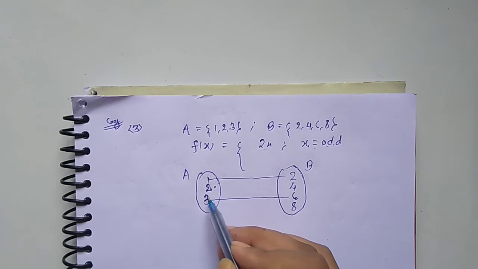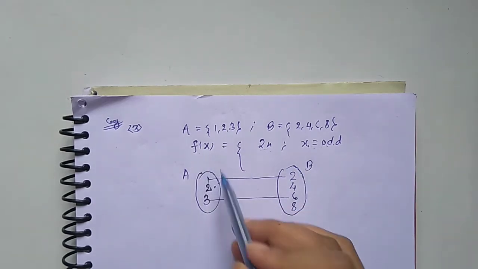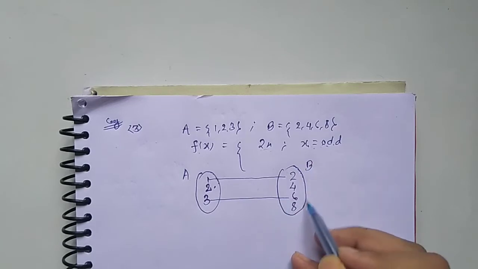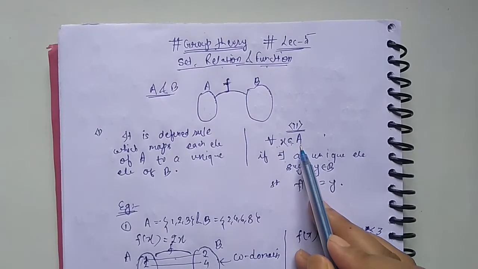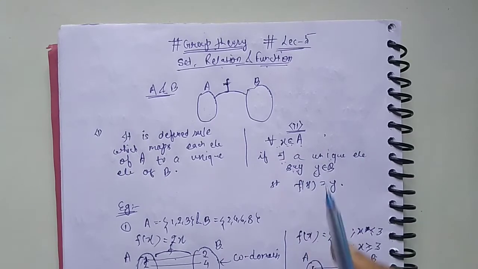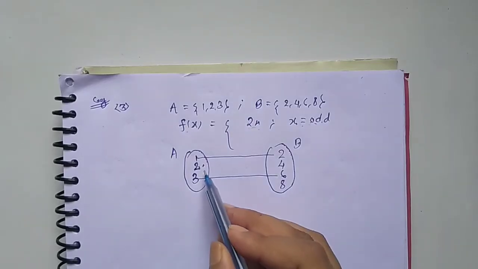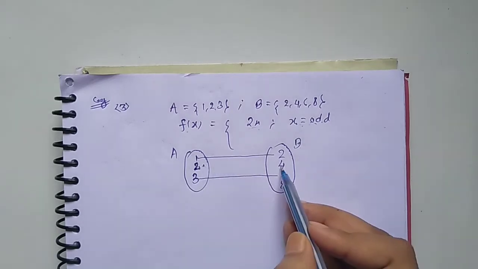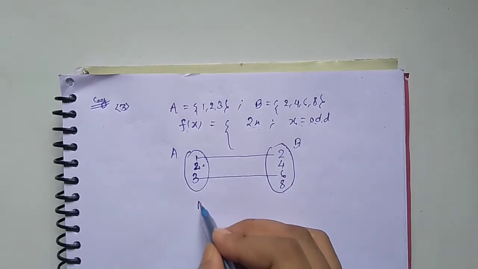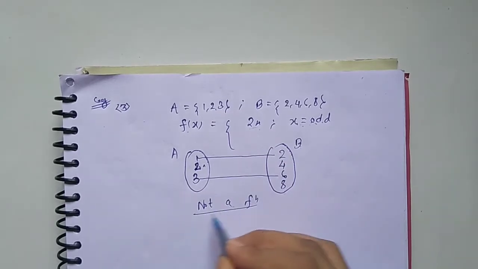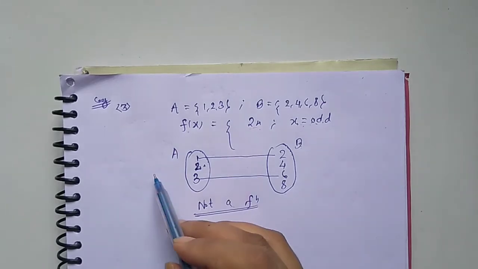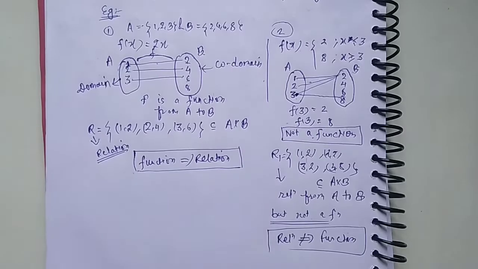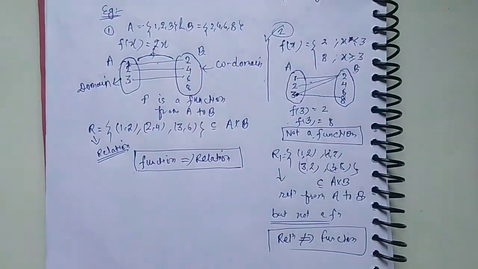But 2 is an even integer, so by this map 2 doesn't map to any element from this set B. But by the definition of function, for each element from the domain there must exist a unique element from the codomain. But here for the element 2 there doesn't exist any image from this set B. So this is not a function. We saw two different examples that are not functions, example number 3 and example number 2. So both are not a function.